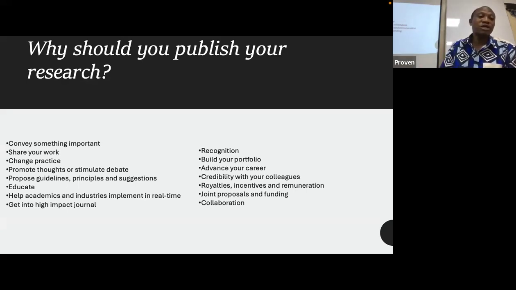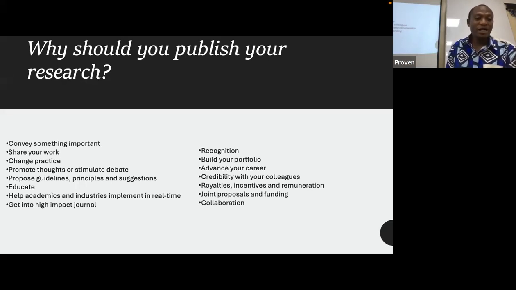So you want to stimulate debate in the academic field. And then maybe another option is also you want to propose guidelines or principles or suggestions. So like if you are writing a paper on how to set up your 2.5-meter dish, maybe it's a different method or guideline you are proposing. So that becomes like a new knowledge in that field that others can look up to. Also to just educate people on maybe how to install that dish or something else.